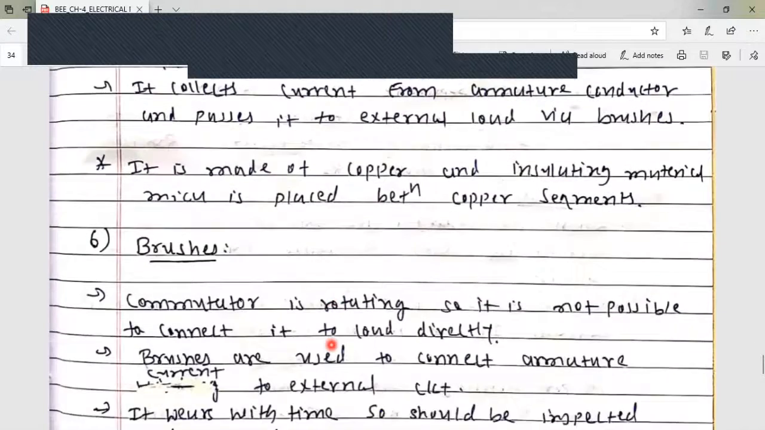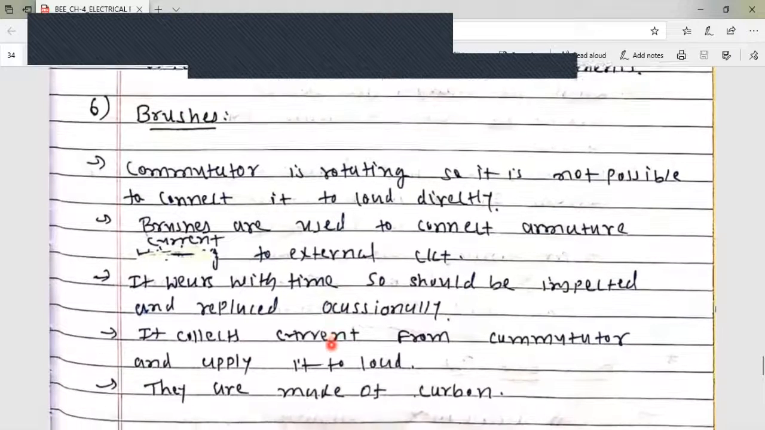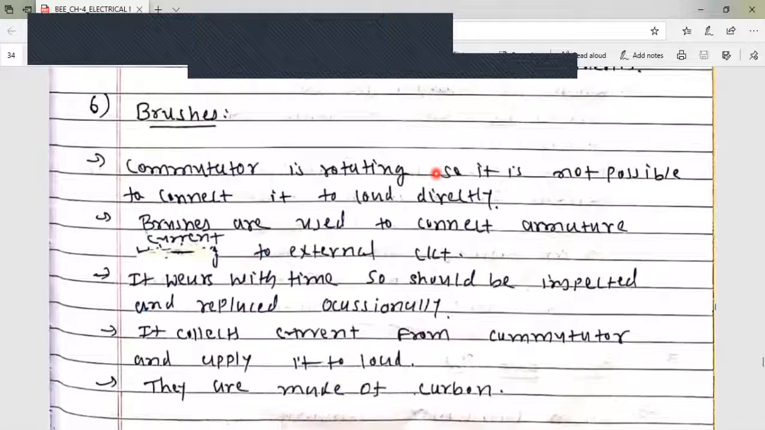Now, brushes. The commutator is rotating, so it is not possible to connect it to the load directly. That's why brushes are used to connect the armature current to external circuits. They wear with time, so they should be inspected and replaced occasionally. Brushes collect the current from the commutator and apply it to the load.